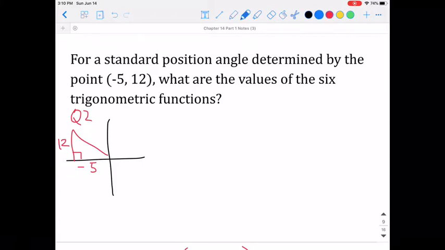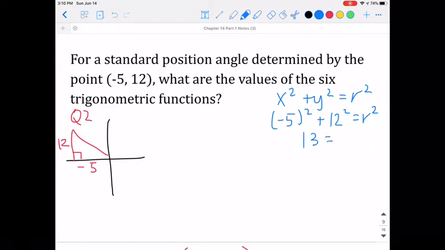So again, we're going to use the equation x squared plus y squared equals r squared. So we have negative 5 squared plus 12 squared equals r squared. So you can keep solving this, or you can realize this is one of our special right triangles. So our radius is going to be 13 when we solve. Once you have the radius, then we can figure out all of our trig functions. So we have cosine theta, sine theta, and tan theta we're going to figure out first. Then we're just going to flip these to figure out our reciprocal functions.